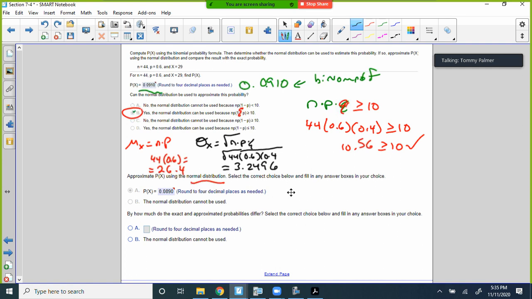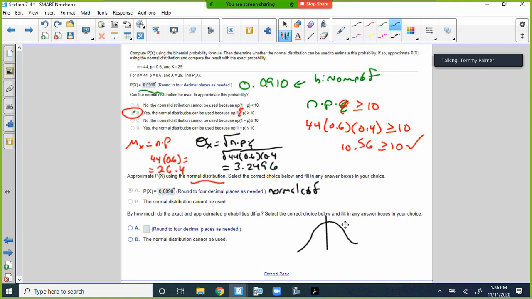That information will be given to you in the problem: the n, the p, and then you can find the q, which is 1 minus p. Now, from this, we can do a normal CDF, the normal cumulative distribution function. Let's look at this. You've got to draw this bell curve. Mine is just a rough bell curve. So the mean is 26.4. There's the mean.